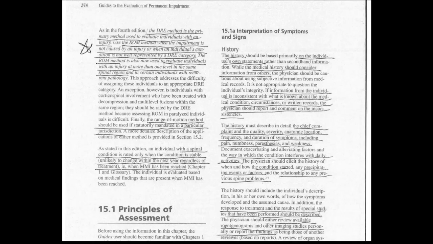So it says the history must include the chief complaint and the quality, severity, anatomic location, frequency, duration, symptoms, including pain, numbness, paresthesia, weakness. We know that. That's basic information. And then it says the way in which the condition interferes with activities. So it says document exacerbating and alleviating factors and the way in which the condition interferes with daily activities. The physician should elicit the history of when and how the condition started, precipitating factors, the relationship to any previous problem. So we know that.